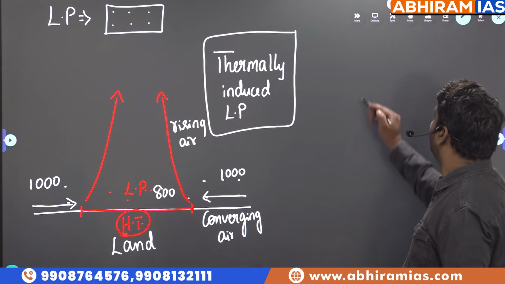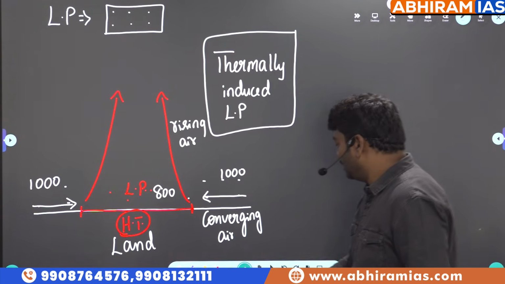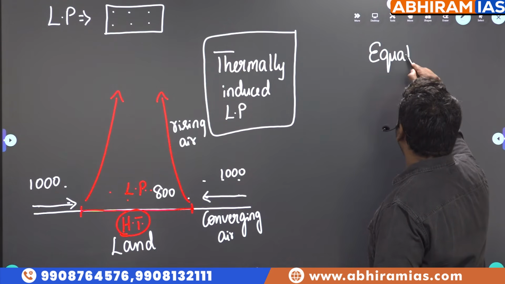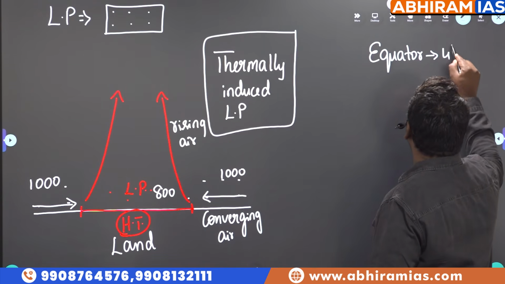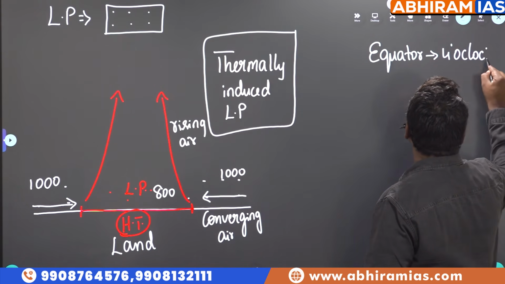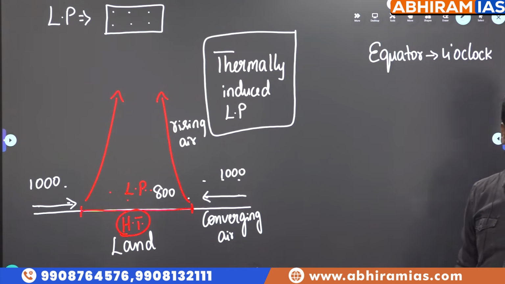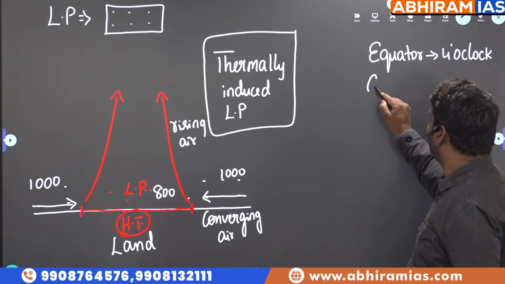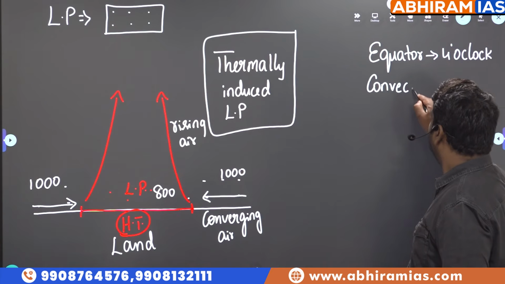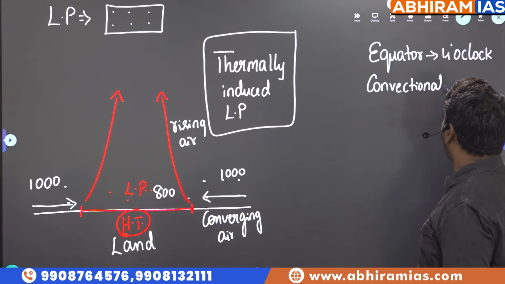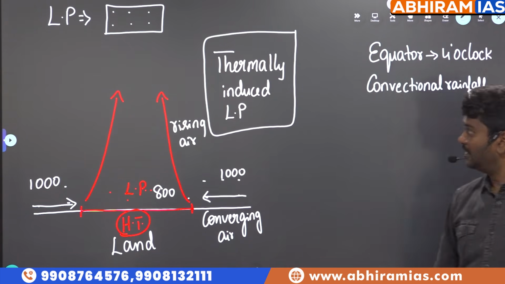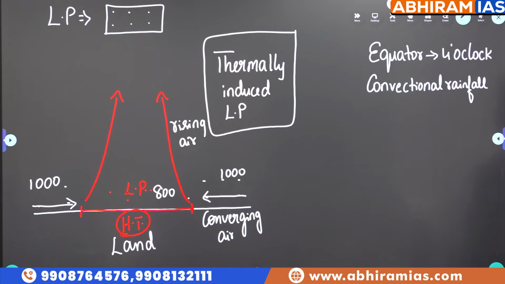Below this, right? Equator. Equator has 4 o'clock rainfall. Have you heard? Equator has 4 o'clock rainfall. And that is because of thermally induced low pressure. Have you heard of something called as convectional rainfall? That is also due to thermally induced low pressure.